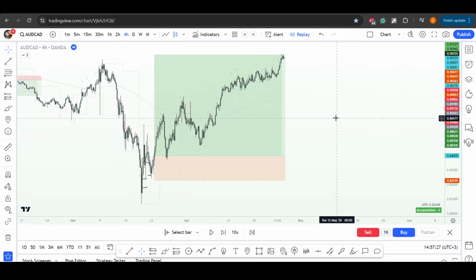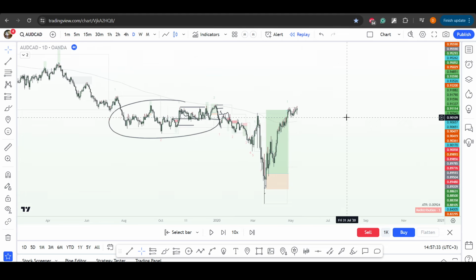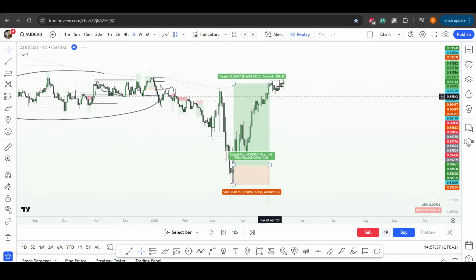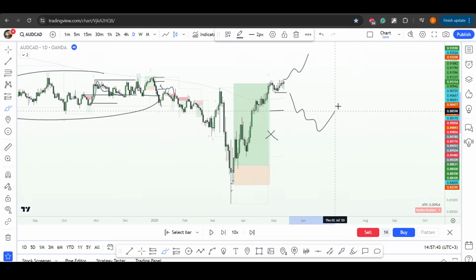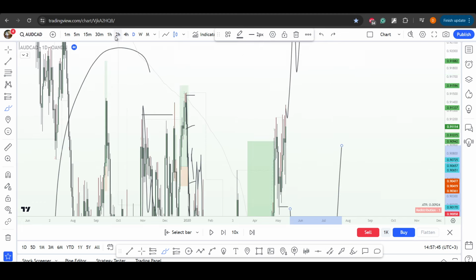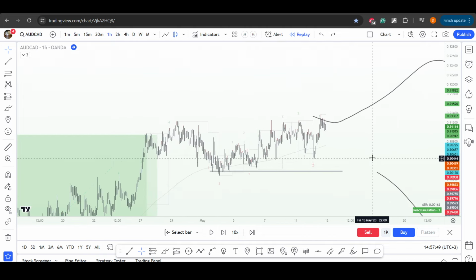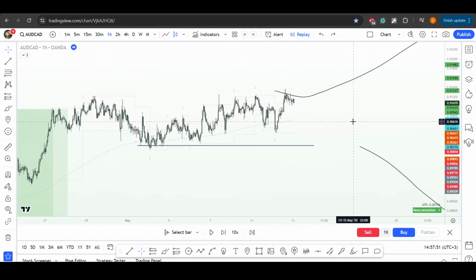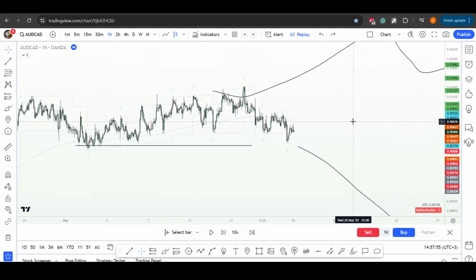1 hour 30 minutes. Okay, let's try one more trade. So we have this bullish impulse, we have this impulse correction, possible impulse to the bullish side, and we have all these lows to take out. So first scenario is this one, second scenario is this one. So we are in this huge range. So right now it's just a range, nothing to do.